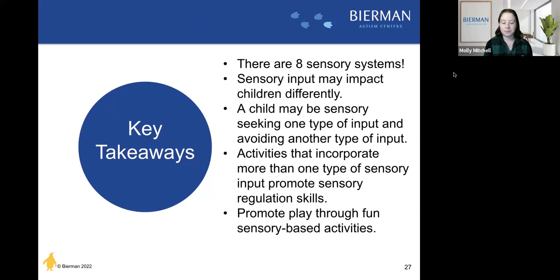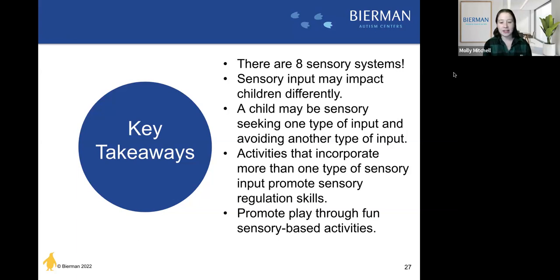The second key takeaway is that sensory input might impact children differently. I'm sure you have heard the quote, when you meet a person with autism, you meet one person with autism. And that just means that every child with autism is different and unique. Similarly, we all respond to sensory input differently. And so there's really no one size fits all with sensory processing and regulation.